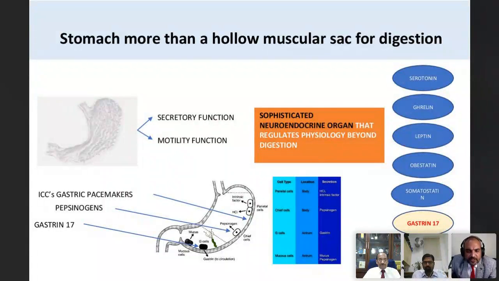So beyond digestion, the stomach is also an organ where some very important hormones are secreted, such as leptin, ghrelin, obestatin, somatostatin, gastrin 17, which we have already seen, and most importantly, serotonin. In fact, 80 to 90% of serotonin in our body is released through the gut, with the major component coming from the stomach through the serotonin producing cells, which are in the gastric corpus region.